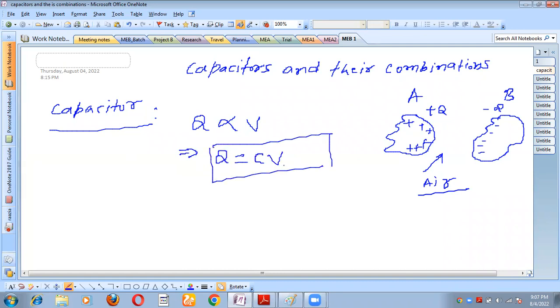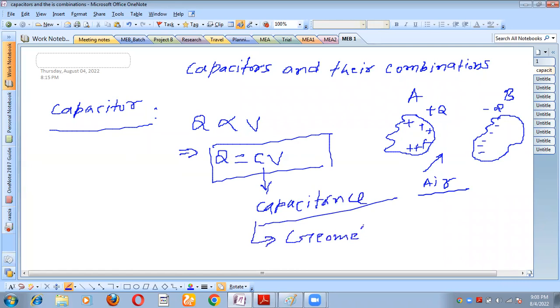So basically here C is the capacitance, right? So it depends upon the geometry of the conductors. It depends upon geometry like dimensions, length, breadth, and all these things, and the medium between the conductors.